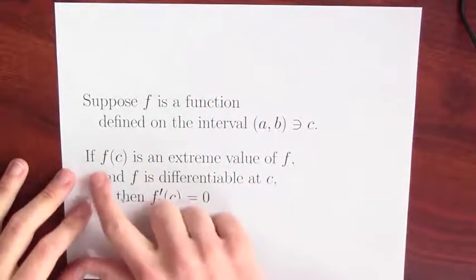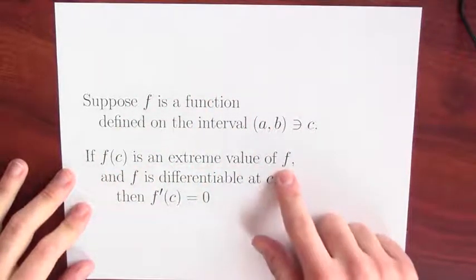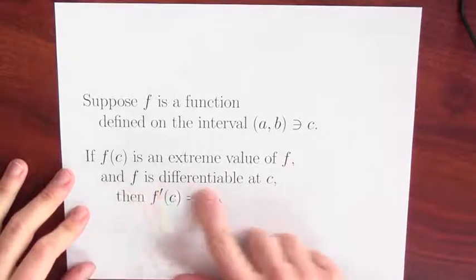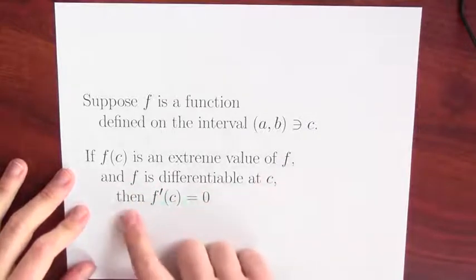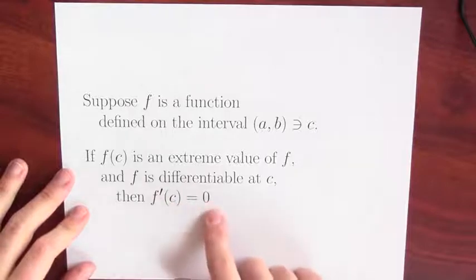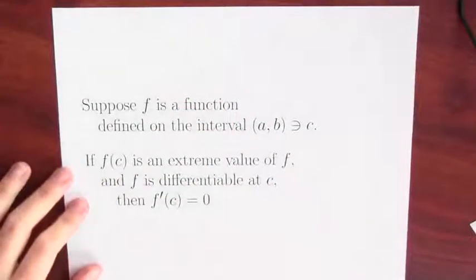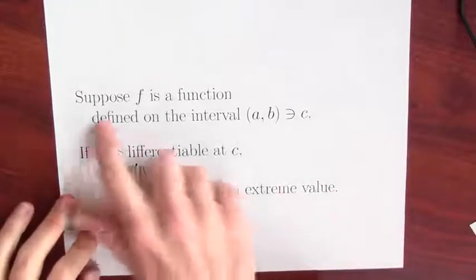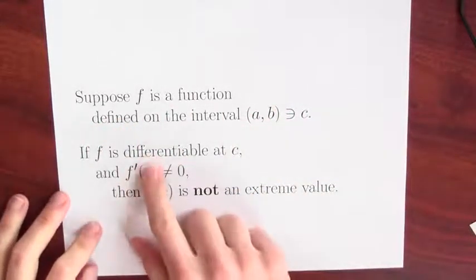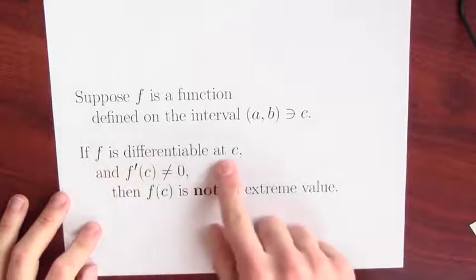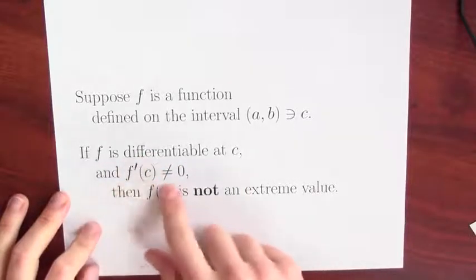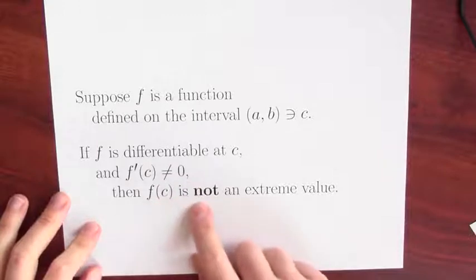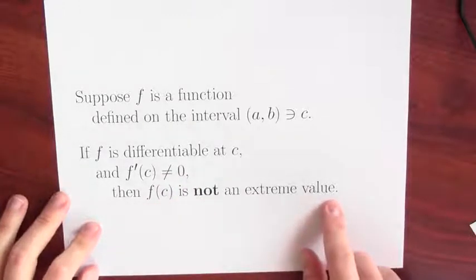Here's Fermat's theorem. If f of c is an extreme value of the function f, and the function is differentiable at the point c, then the derivative vanishes at the point c. It's actually easier to show something slightly different. So instead of dealing with this, I'm going to deal with a different statement. Same setup as before, but now I'm going to try to show that if f is differentiable at the point c and the derivative is non-zero, then f of c is not an extreme value.